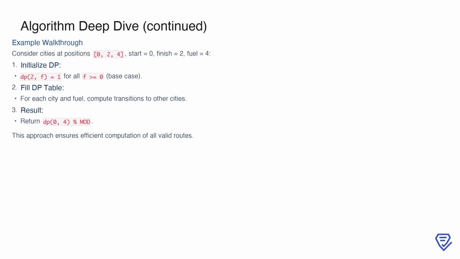Next, we fill the dp table iteratively for each city and fuel level, calculating transitions to other cities based on the fuel cost. For each transition, we check if the remaining fuel is sufficient, and if so, we update the dp table accordingly. The final result is stored in dp[0][4] % mod, representing the total number of valid routes starting from city 0 with 4 units of fuel. This approach ensures that all routes are computed efficiently while adhering to the problem's constraints.